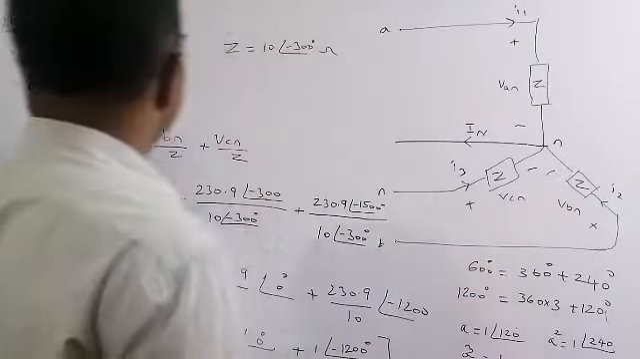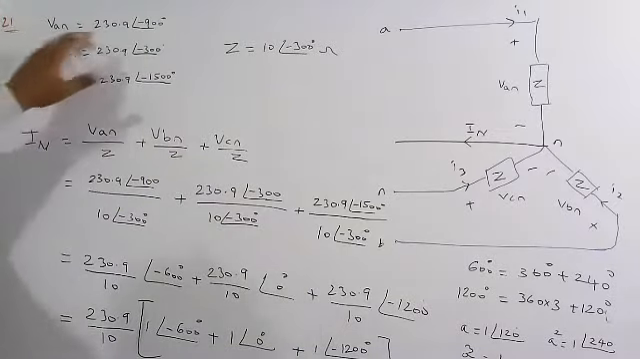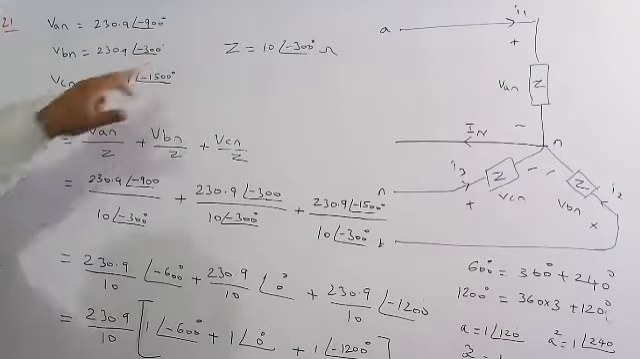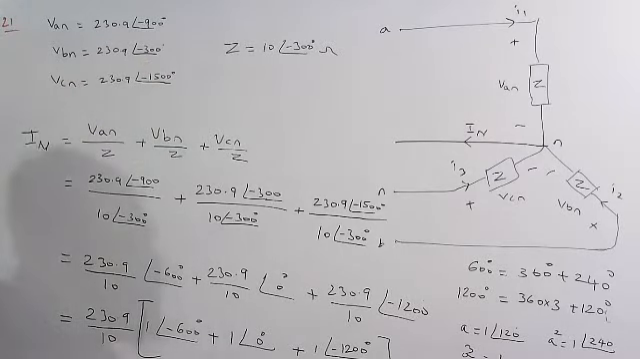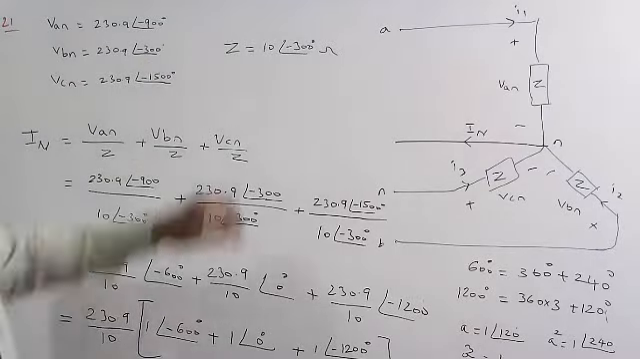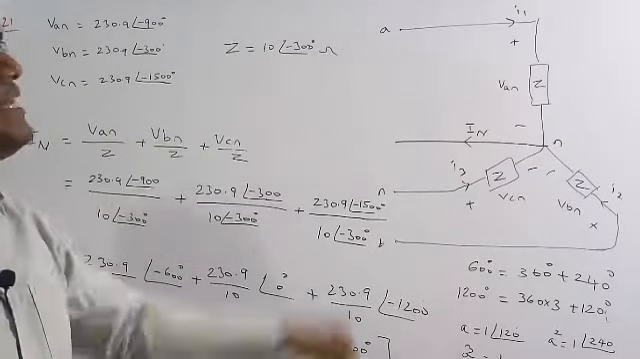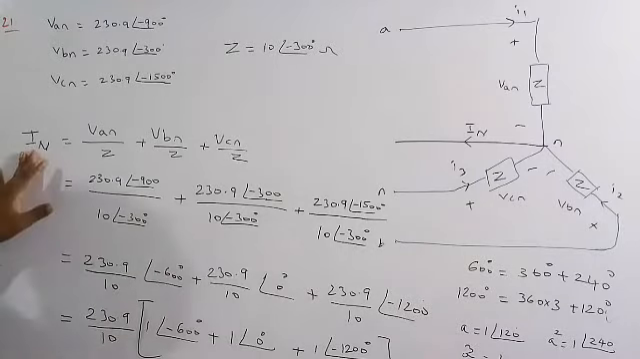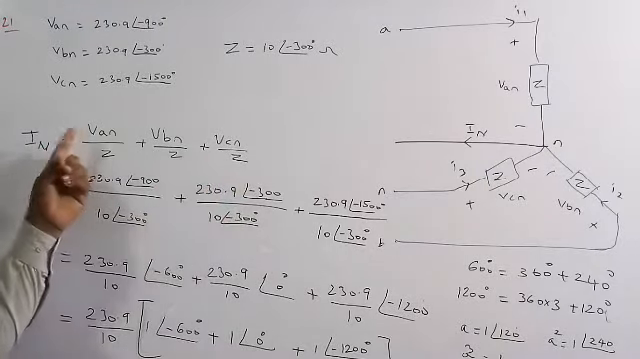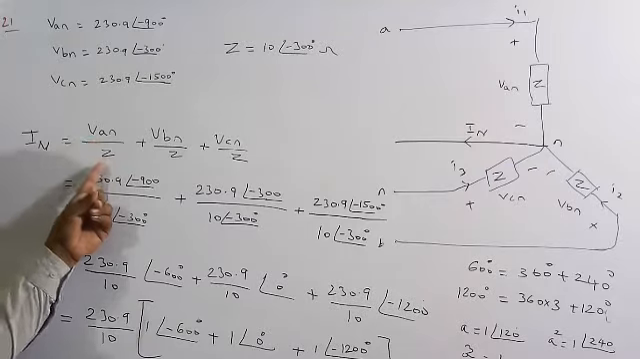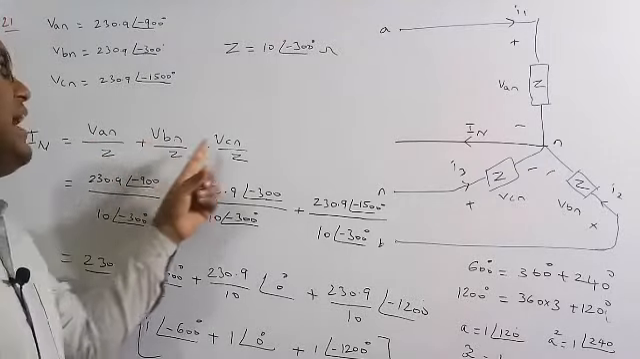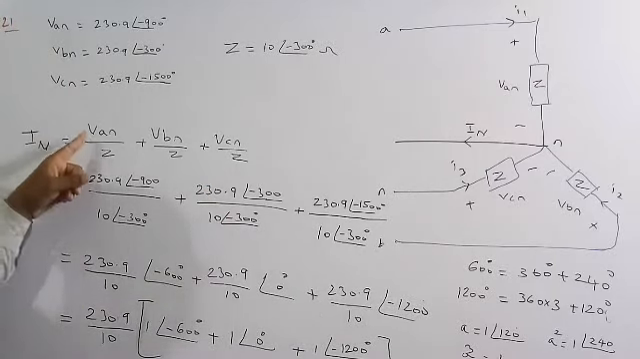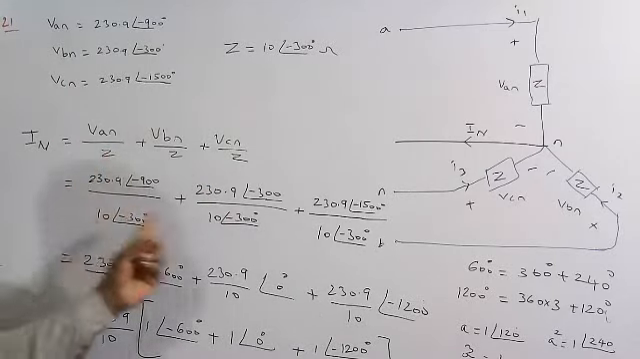Here they have given VAN is equal to 230.9 at an angle of minus 90 degree, VBN is equal to 230.9 at an angle of minus 30 degree, VCN is equal to 230.9 at an angle of minus 150 degree, and the impedance is 10 at an angle of minus 30 degree ohm. So by using the KCL, the outgoing current is equal to the sum of the incoming currents, where I1 is equal to VAN by Z, I2 is equal to VBN by Z, and I3 is equal to VCN by Z. So now I have substituted the values of VAN, VBN, VCN and also Z.